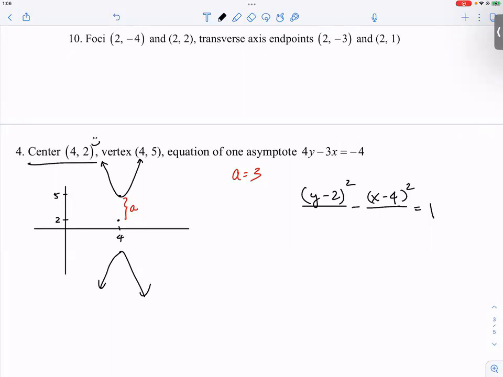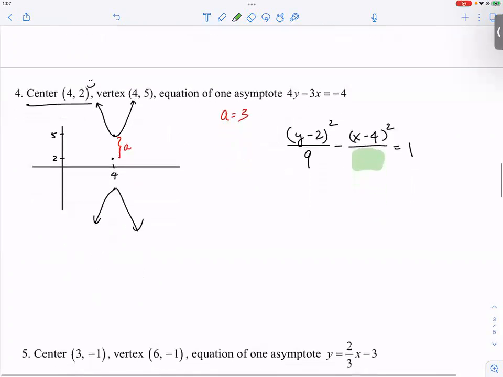And since you know your A is 3, that means your A squared is 9. So you got the first fraction, and we are left with the second fraction, the second denominator. We don't know the second denominator. We don't know the B squared yet, and we need to find out what B squared is. Well, we don't have anything directly related to B. All we are left with is the asymptote equation, and that is not even in the slope-intercept form. So that's not really helpful, if you look at it.